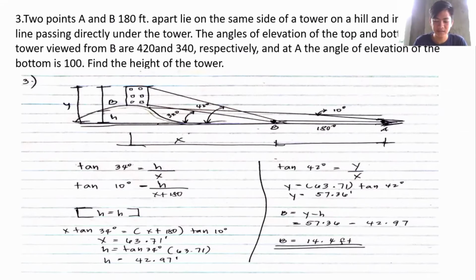Find the height of the building. Tangent 42 degrees equals y over x. y is equal to 63.71 times tangent 42 degrees. y is equal to 57.36. b is equal to y minus h, equals 57.36 minus 42.97. b is equal to 14.4 feet.